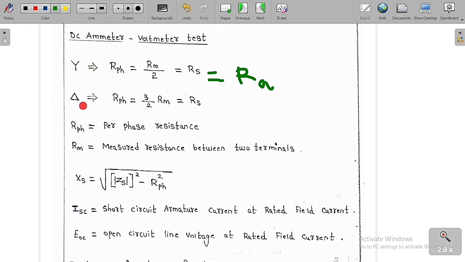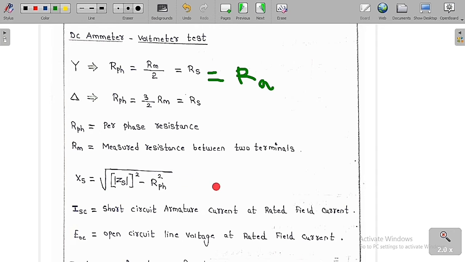Similarly for delta connection, if you connect a DC ammeter voltmeter test across any two terminals, this R phase and R phase are in series. So 2 R phase and this other R phase, both are in parallel. Therefore Rm is equal to 2/3 times R phase, so R phase is equal to 3/2 times Rm. R phase is nothing but Ra or Rs. R phase is called the per phase resistance and Rm is called the measured resistance between any two terminals.